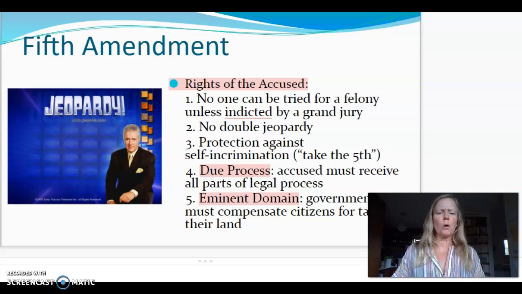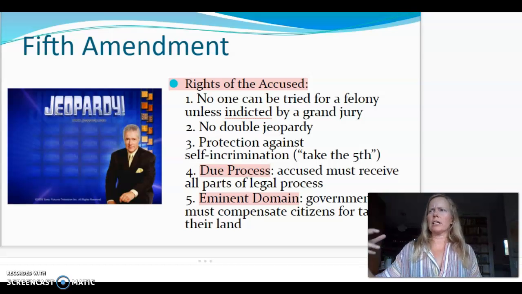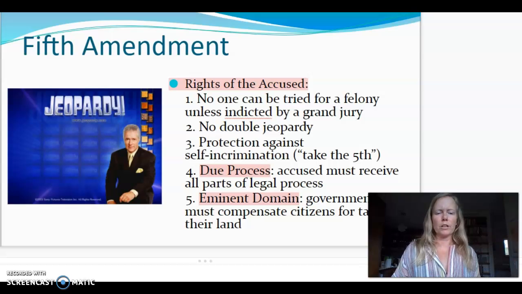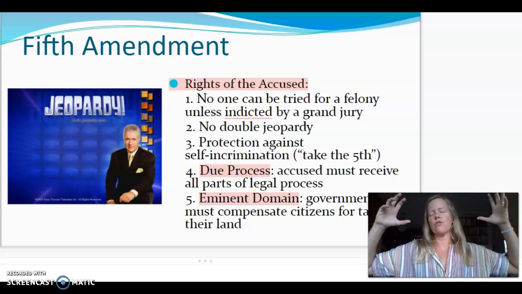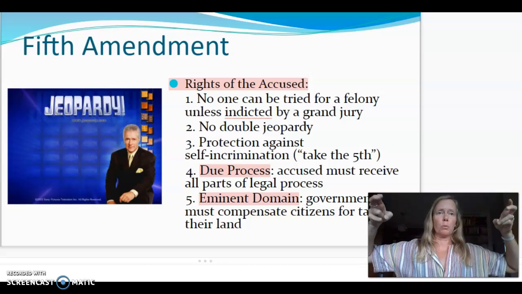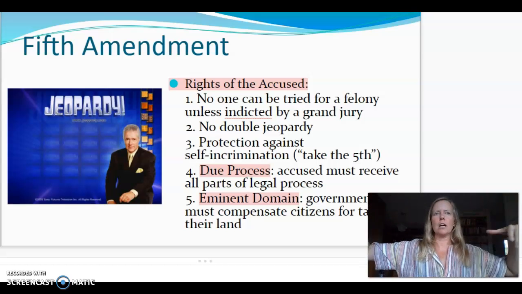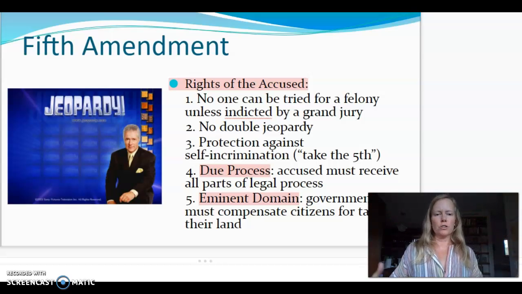The fourth part is due process. Due process is just a fancy term for following proper procedure. As you know, you've seen enough cop movies and legal movies, you've got to get that one phone call. You have to be read your Miranda rights. All of these things fall under thousands of things that are known as due process, okay? And the courts have decided over the years what falls under due process.